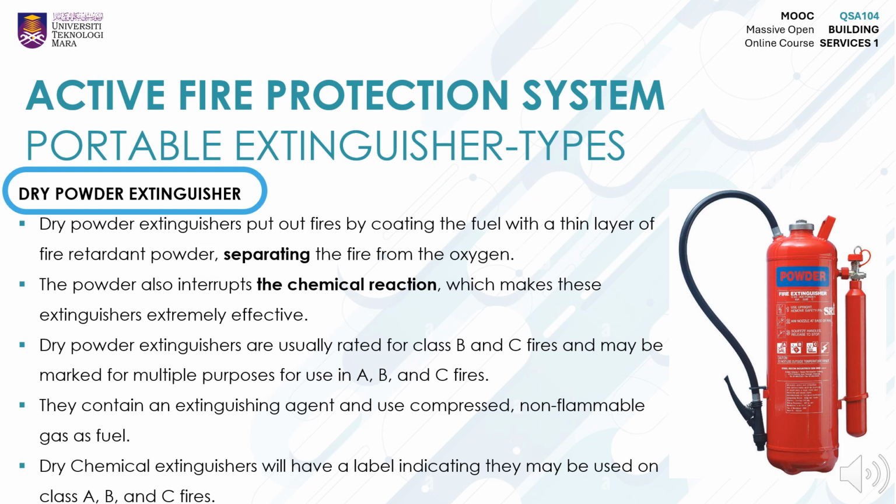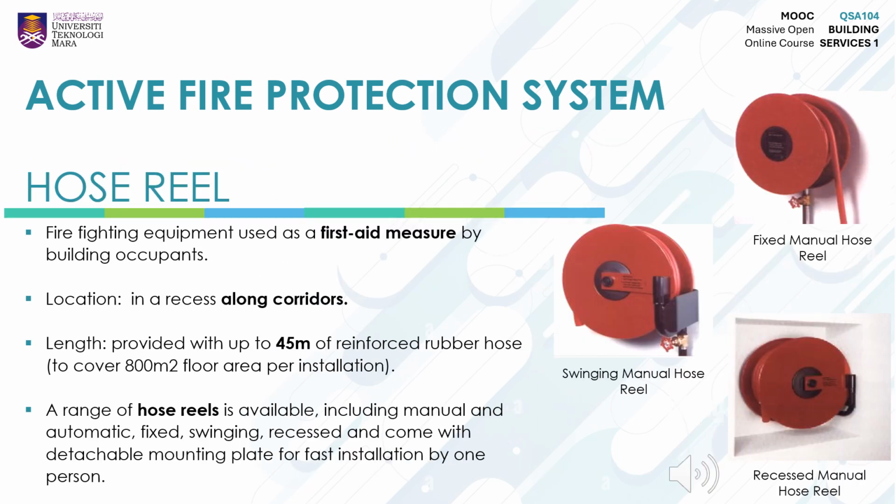Next, we have dry powder fire extinguisher. Dry powder extinguishers put out fires by coating the fuel with a thin layer of fire retardant powder, separating the fire from the oxygen. The powder also interrupts the chemical reaction, which makes these extinguishers extremely effective. Now, let's take a look at the next component under active fire protection system, which is hose reel.